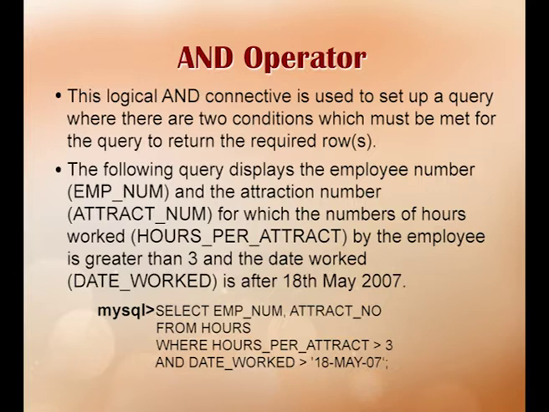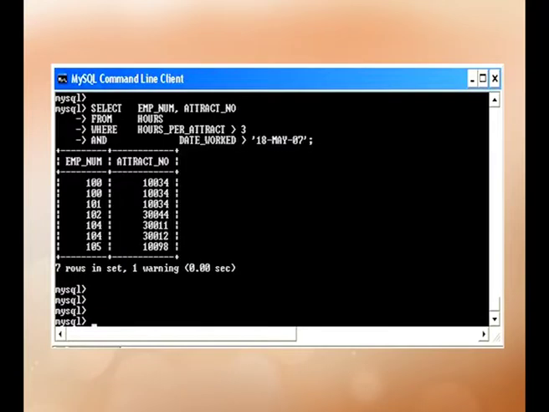So for that particular query I can use select employee number, attraction number from hours table where hours per attraction greater than 3 and date worked is on so and so. After this there is a simple mistake here: instead of greater than I have to use equal to. So there is a slight correction, please correct it in your queries. So this is how I had used the query.